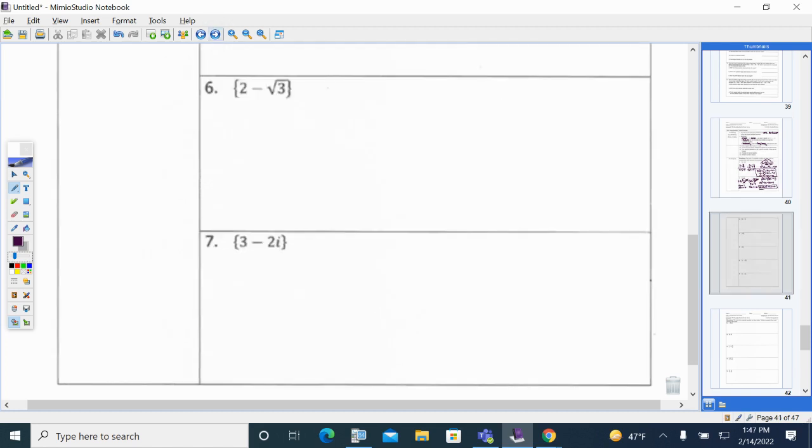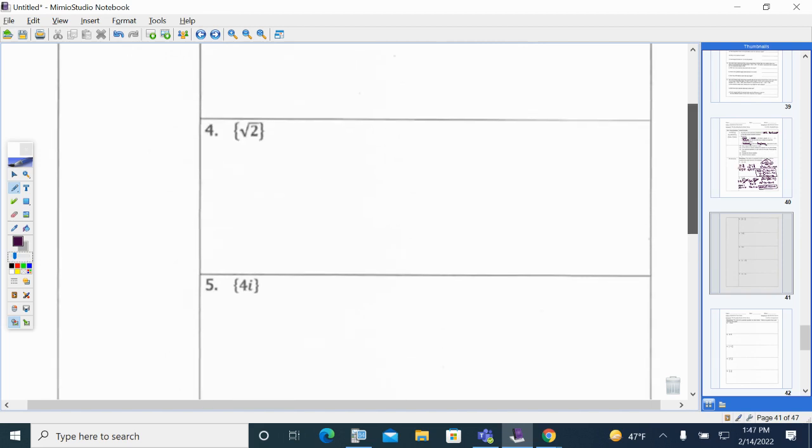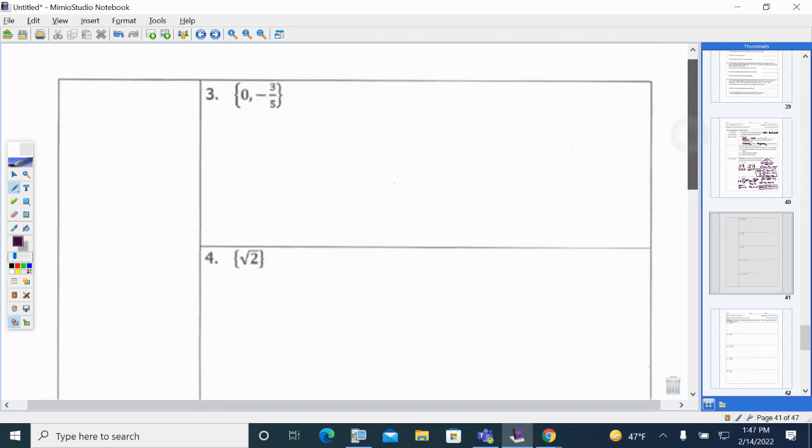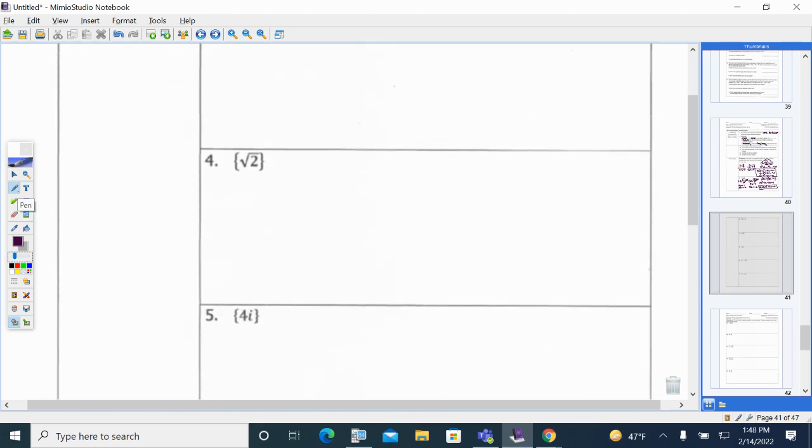Let's look at example number 4. In example number 4, we've got radical 2. Now, in the notes, it made a statement about irrational and imaginary solutions coming in pairs. So that is not just a radical 2, it is a positive and a negative radical 2. So we're going to take both of those. x equals the positive radical 2, x equals the negative radical 2.